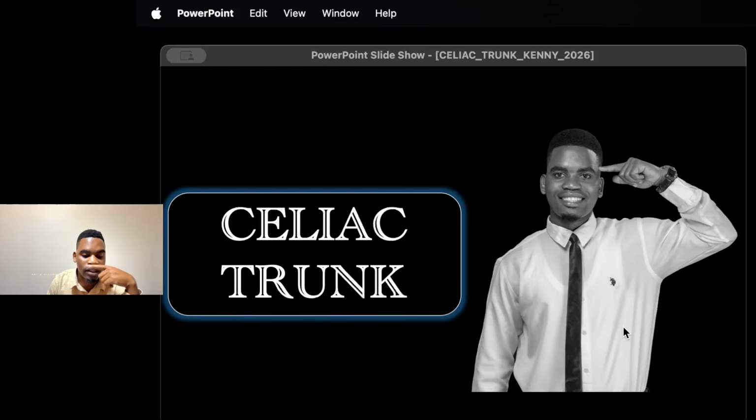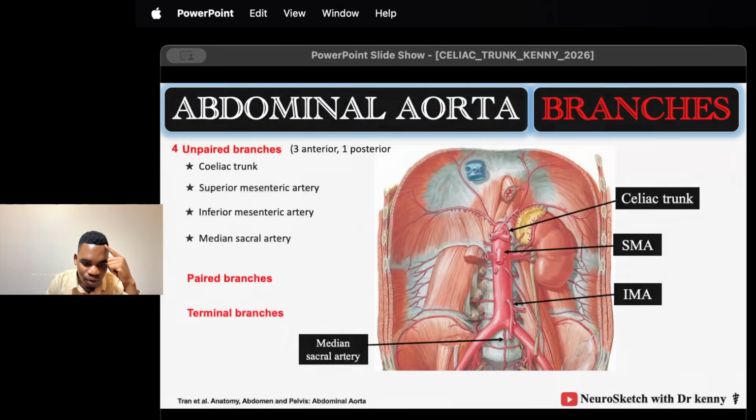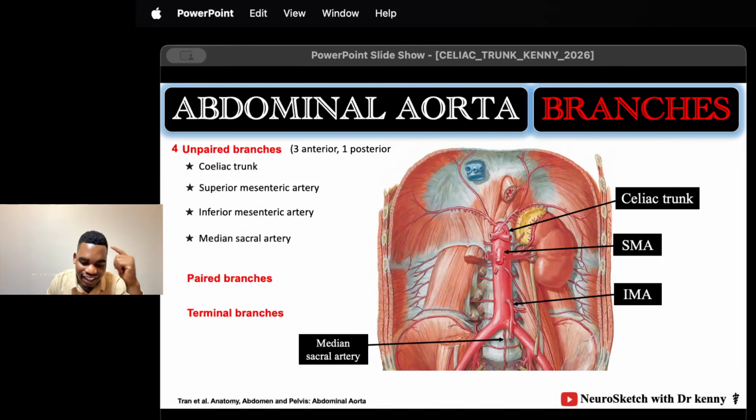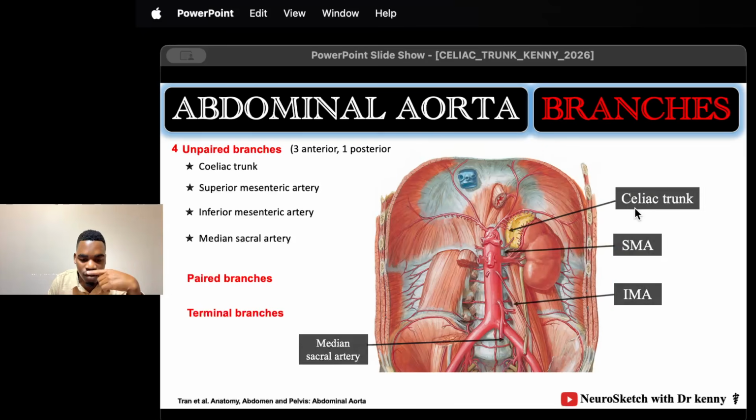Today we're going to talk about the celiac trunk, and let's go back to the abdominal aorta. You have to watch the previous discussion. The abdominal aorta has got 4 unpaired branches. Of these 4, 3 of them are coming anterior, and one of these 3 is called the celiac trunk, and the celiac trunk is the topic of discussion today.